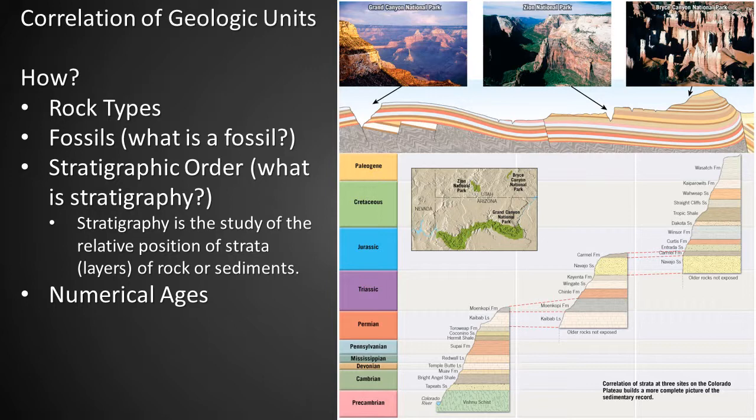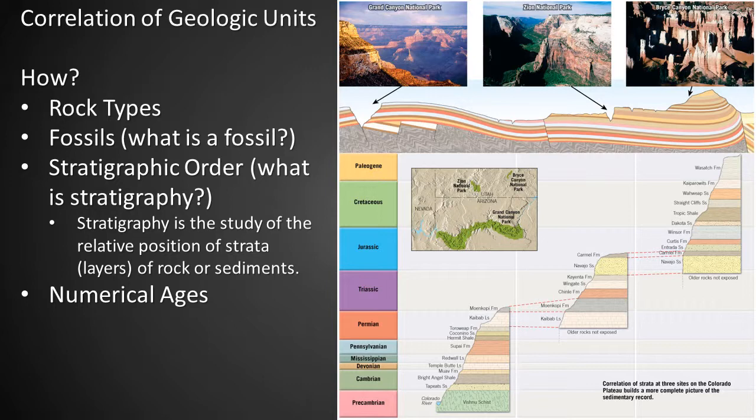For example, for the Grand Canyon on the left, the Moenkopi Formation, which is colored gray, is on top of the Kaibab limestone, which is colored cream. This is also the case for these two geologic units in Zion. You can see dashed red lines connecting the stratigraphic columns between these three regions.